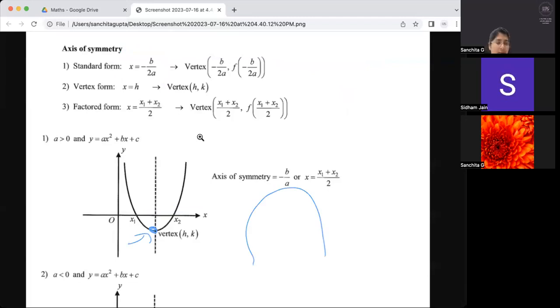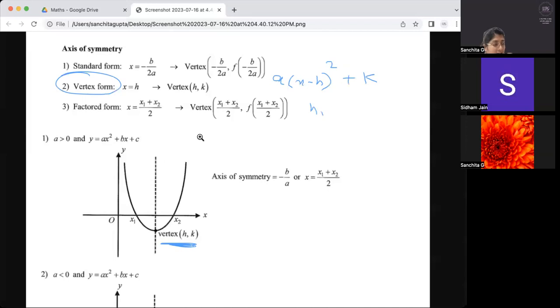Vertex is the turning point, right? My parabola can be like this, opening downwards, or opening upwards. So my turning point is this in that case, correct? Suppose I only have my vertex. Now my vertex coordinates are always h and k. So what was the vertex form? a times (x minus h) whole square plus k, okay? So h and k are my vertex.